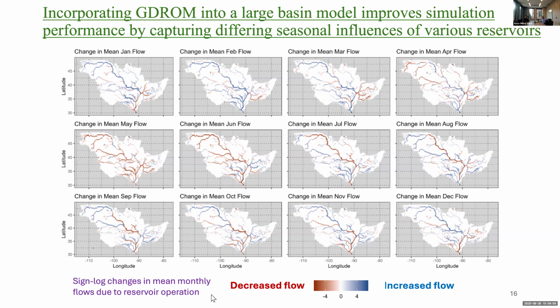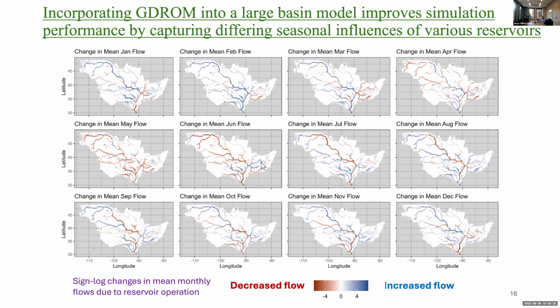All right, by this definition, you can see the red color here and there. Red color here represents the decreased flow, which means with reservoir, the streamflow decreased compared to the case without reservoir. And then the blue one shows the increased flow.